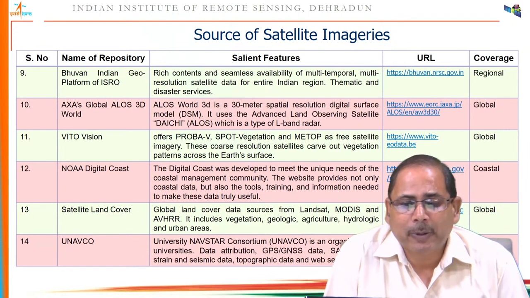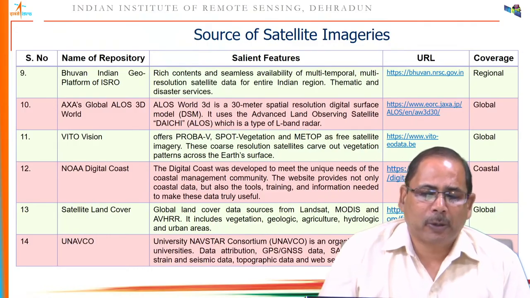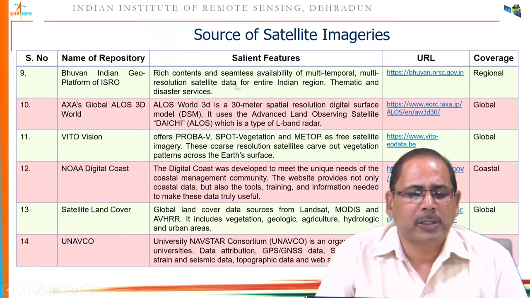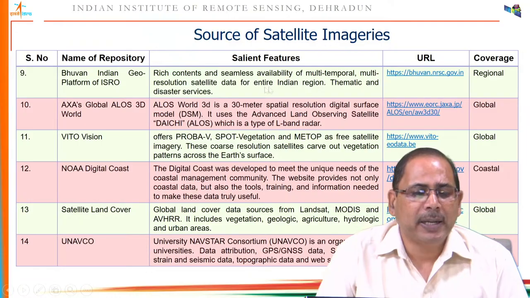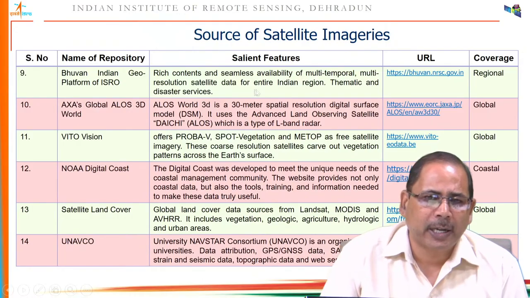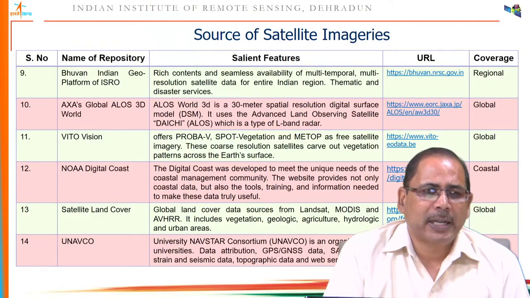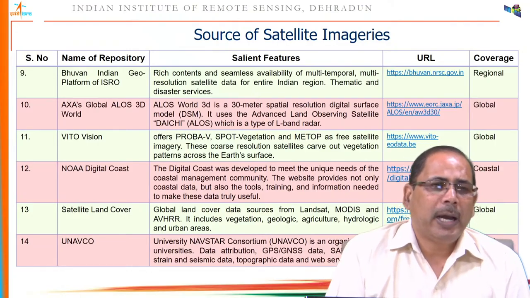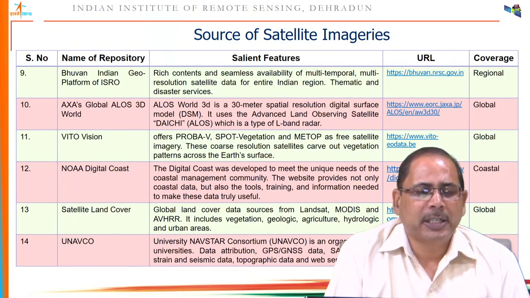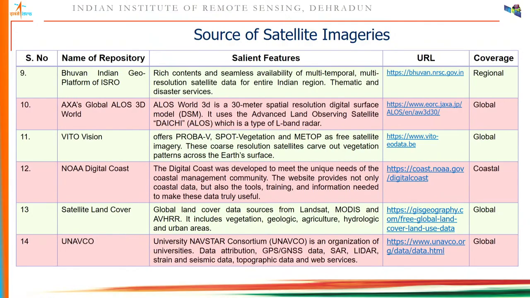In this particular platform, you can download the data free of cost from this repository, and it contains seamless availability of multi-temporal, multi-resolution satellite data for the entire Indian region. Thematic and disaster specific data also can be downloaded. So under the NRSC Open EO Data Archive, please visit this section and you can download data from Indian satellites like ResourceSat 1, ResourceSat 2, where we have sensors like AWiFS and LISS-3, and then we have some digital elevation model from the Cartosat 1 satellite as well. This can be easily downloaded from this website.